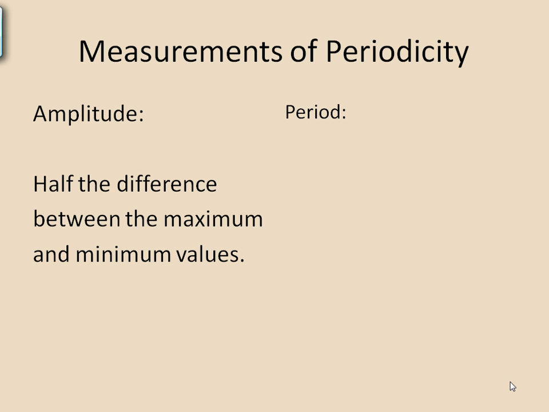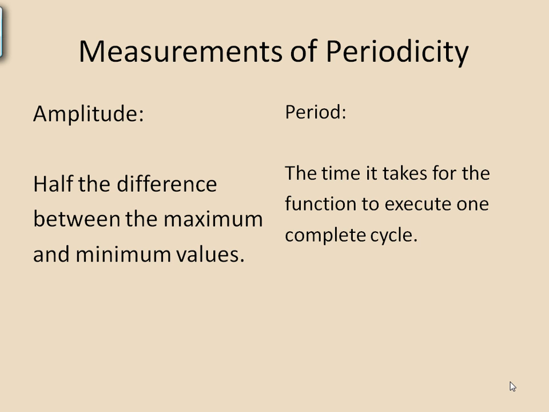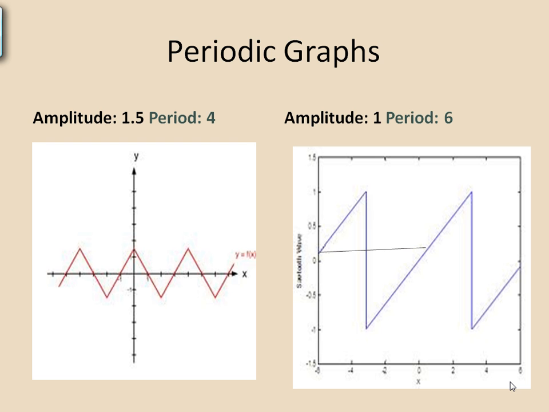We also want to know what the period of each of these functions is. The period is the time it takes for the function to execute one complete cycle, so the time it takes before it begins repeating what we've already seen. Some examples of periodic graphs appear below. Let's start with the one on the left.